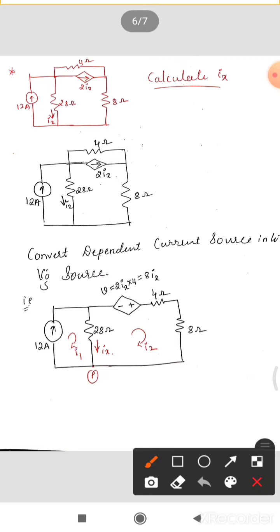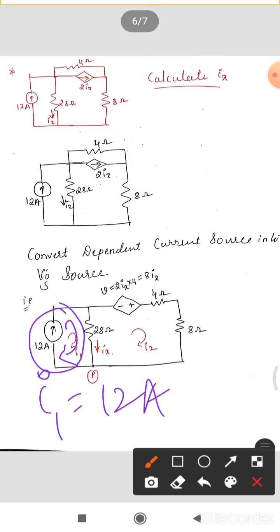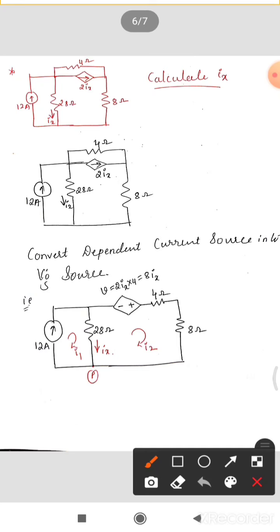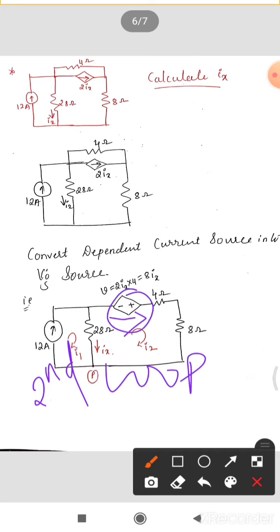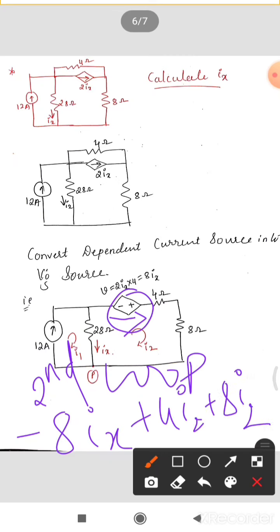Now you can apply KVL for each loop. Since the first loop has an independent current source, you can take I1 is equal to 12 ampere. Next, apply KVL for the second loop. Start with this voltage source, minus 8 Ix. Next plus 4 I2 plus 8 I2. Next plus 28.